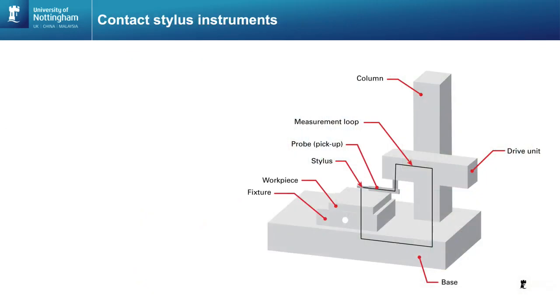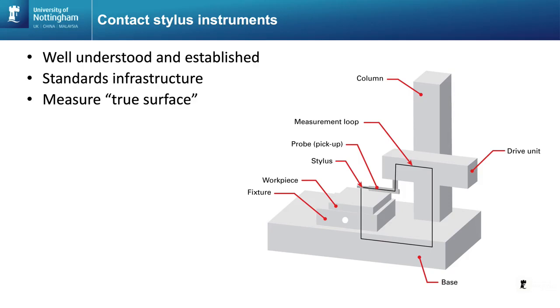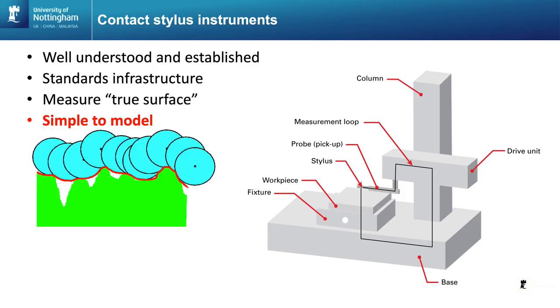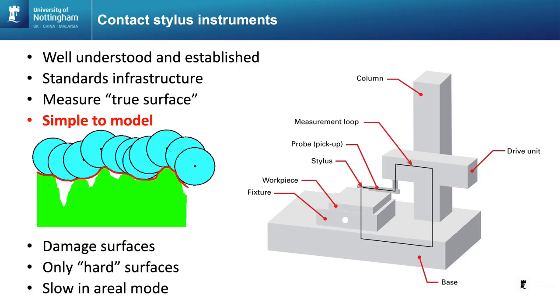Okay, the two types of instruments that we typically use are contact-based instruments. Now these are well understood and established. There is a recognised standards infrastructure in place, and they measure what we consider the true surface, or the mechanical surface. What we mean by that is that it's relatively simple to model the operation of the instrument, and therefore to work out its spatial frequency response. Even though it's non-linear, it's still quite easy to solve the mathematical problem of what happens when we roll a spherical shape across a surface. It's a morphological filtering operation which we can solve.